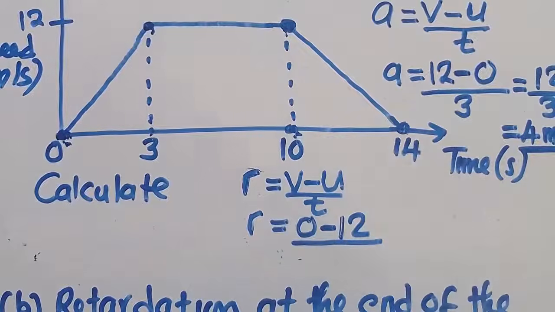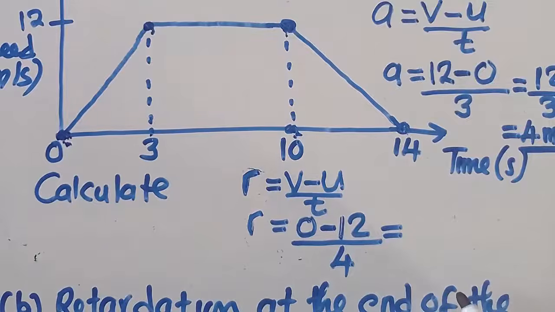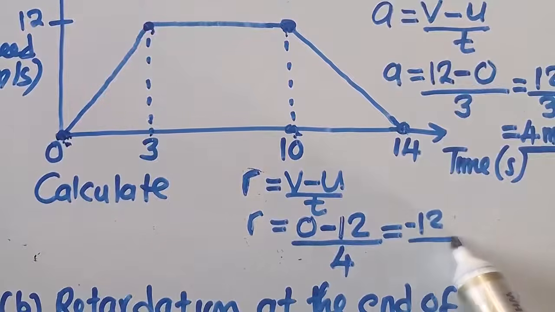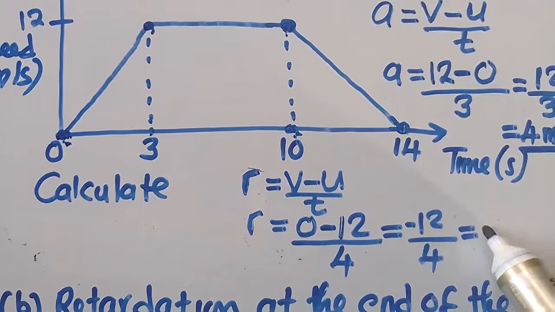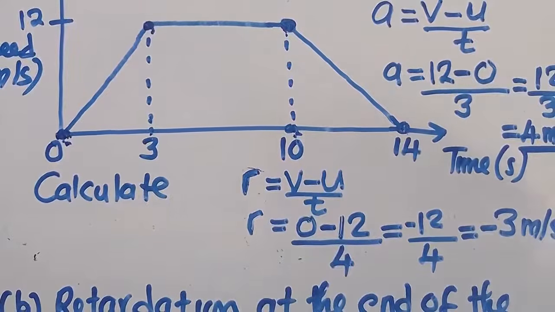So what's the difference there? The difference is 4. This is equal to negative 12 over 4. So what is the answer there? The answer is negative 3 meters per second squared.